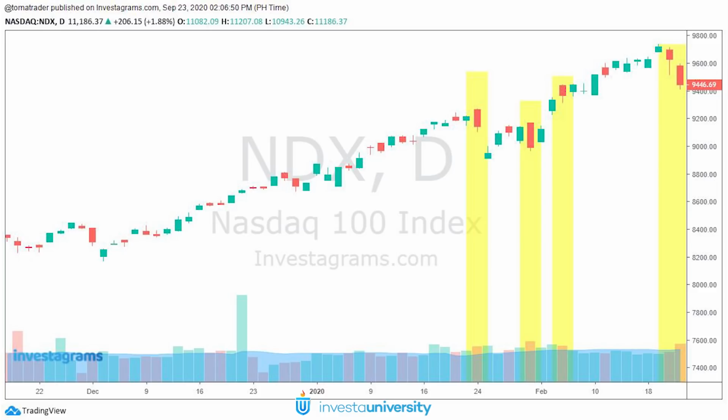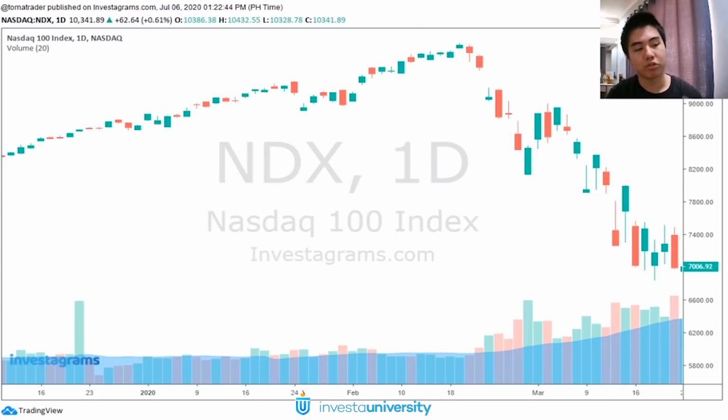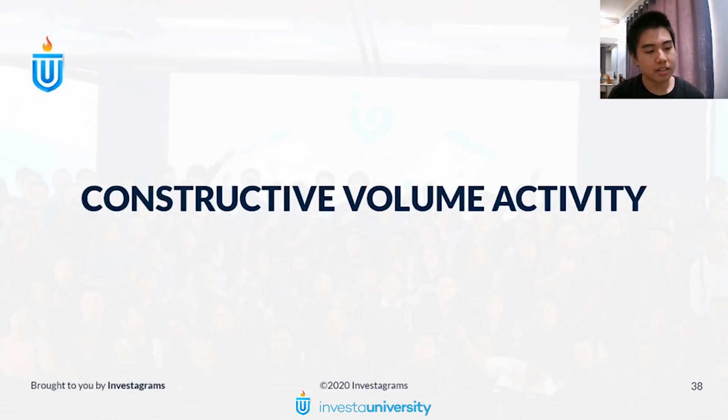Again, it's not a sure thing that it will fall. But given that there are already 5 distribution days, down days on above average volume, this is a warning signal that, okay, maybe I have to be more cautious. And indeed, eventually, the market crashed. So overall, that's how we use volume. We can use that as confirmation of a breakout, confirmation of a breakdown, signs of accumulation, and signs of distribution.